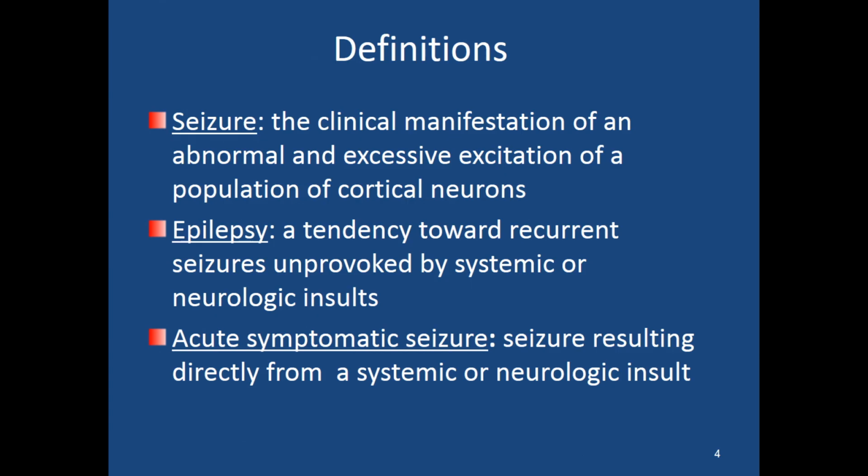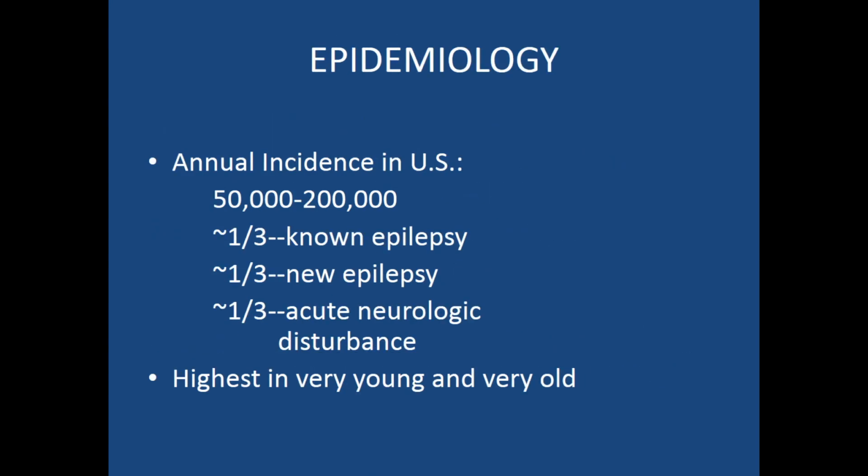So, definitions. Seizures are clinical manifestations of an abnormal and excessive excitation of a population of neurons. When we look at an EEG, or let's say an EKG, we want things to be rather random. When things become synchronized on the EEG, that is an electrographic seizure. Epilepsy is just a tendency towards recurrent seizures, unprovoked by systemic or neurological insults. And an acute symptomatic seizure is a seizure resulting from systemic or neurological insults.